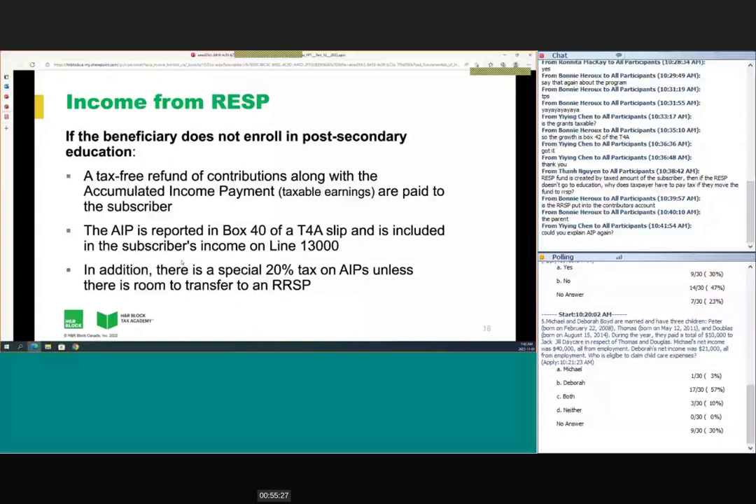If there's no beneficiary, then the growth, the AIP, is the accumulated income payment. So it has to go into somebody's income. If the student is drawing on the RESP, it goes into the student's income. If the parent has to accept it back, has to basically close the RESP, then they're going to have to put it in their income. Does that explain that? Somebody is going to pay tax on the growth. You can't hide the growth forever.